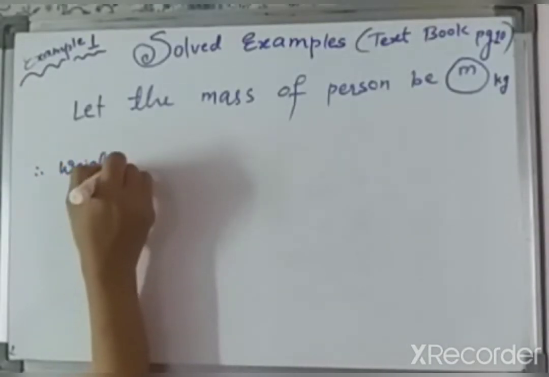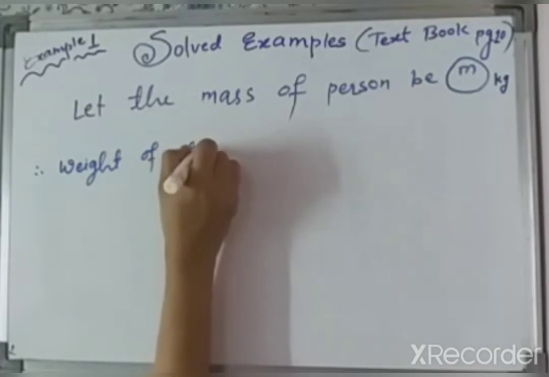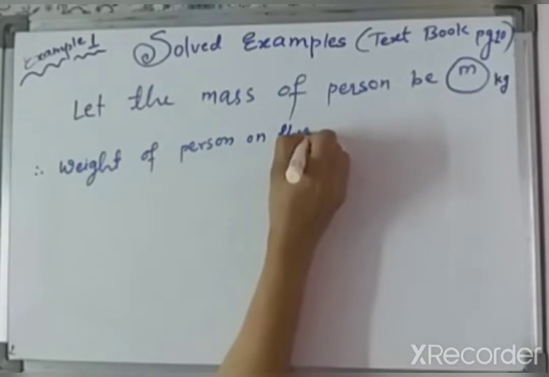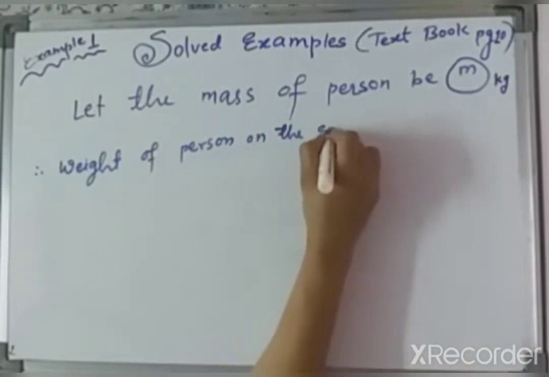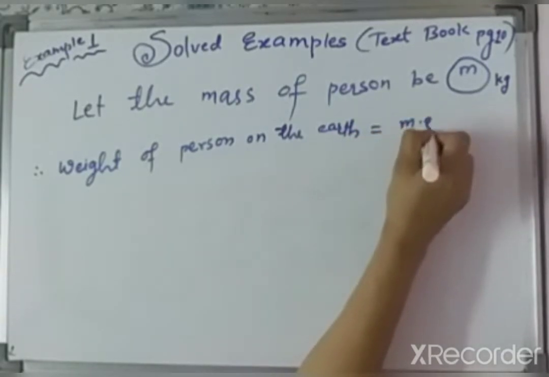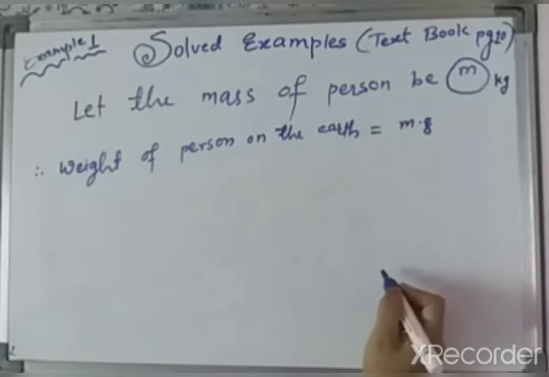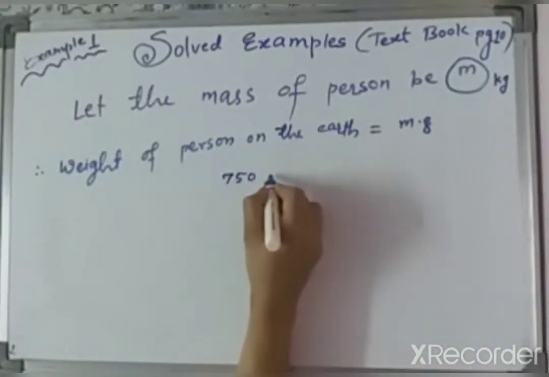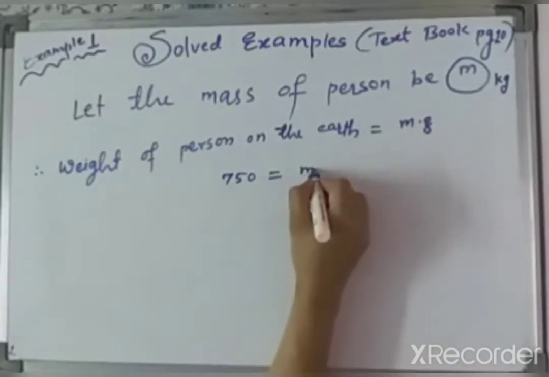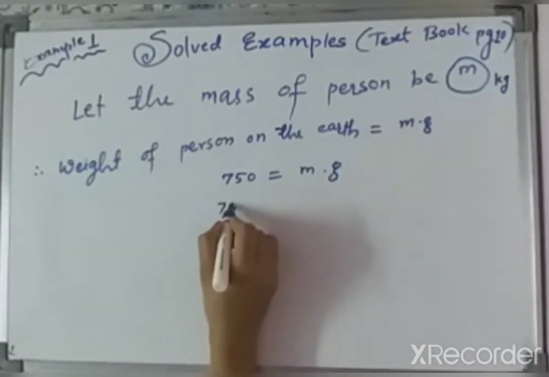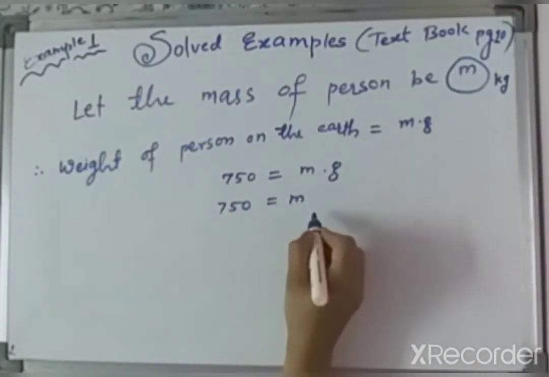Therefore, the weight of the person on the earth is equal to mass into acceleration due to gravity, right? What is the value of weight? It is given as 750 newtons, equal to mass, which we don't know, into g. Let us substitute the value of g.